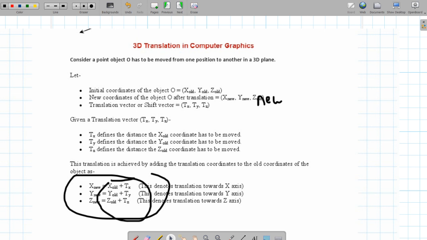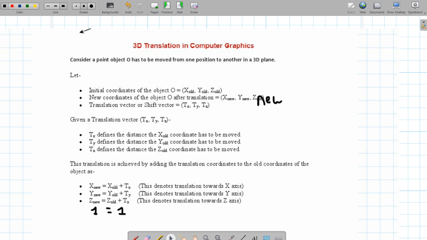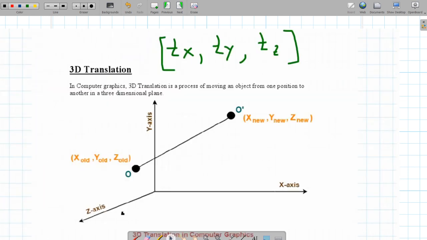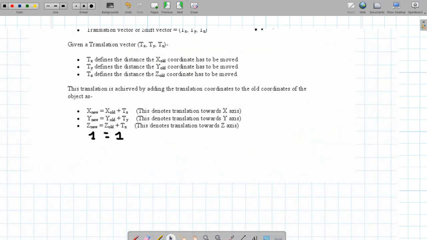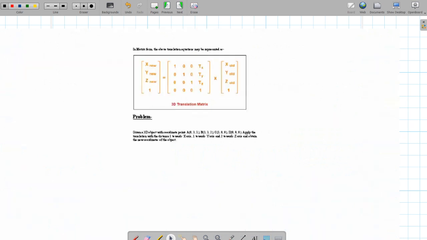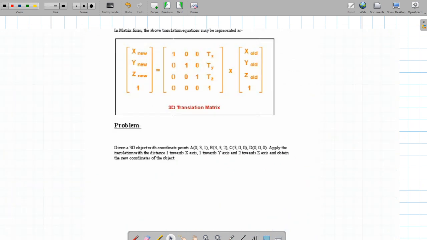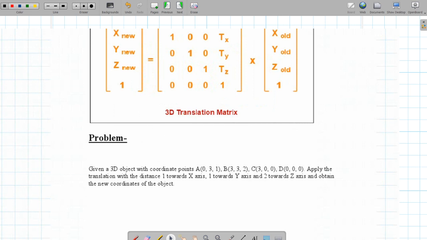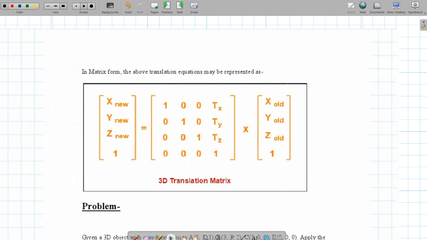Now to convert it into homogeneous matrix representation, you have to introduce the homogeneous 1 equals 1 at the end of the three equations, and you will get this matrix representation here. So this was all about 3D space and translation in 3D.